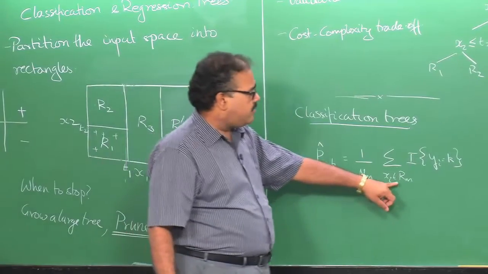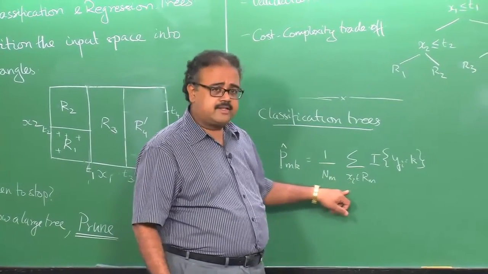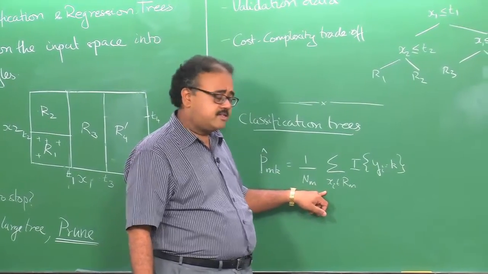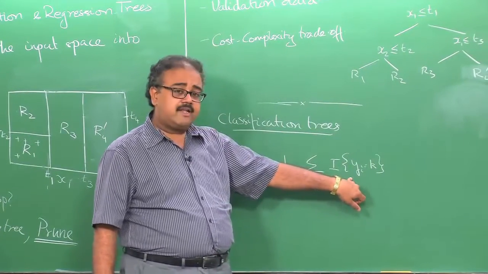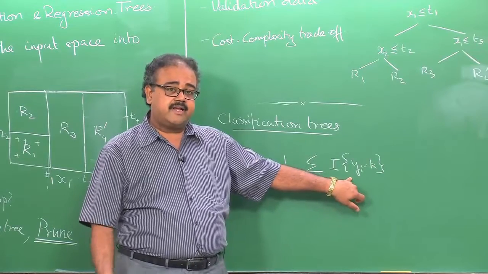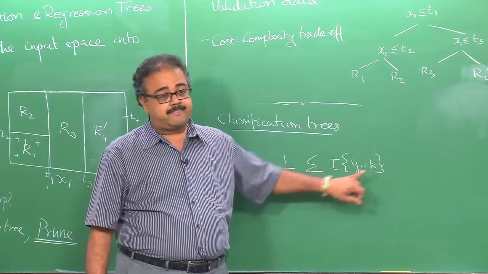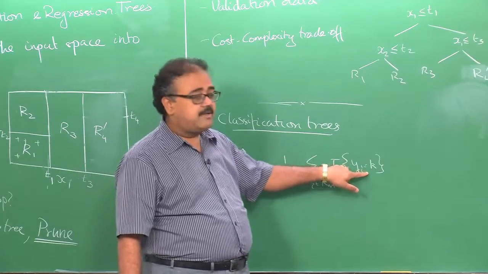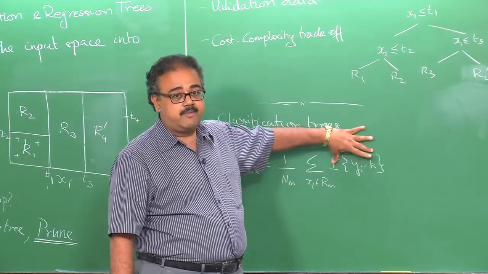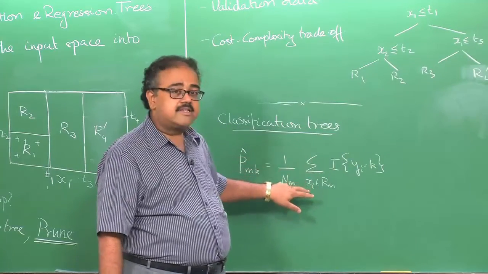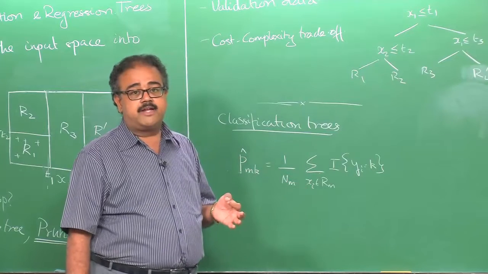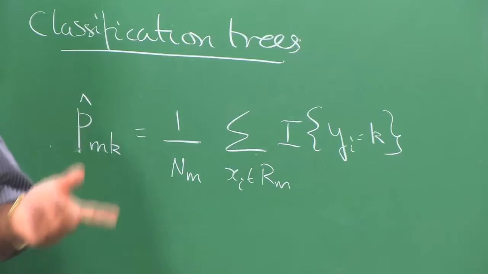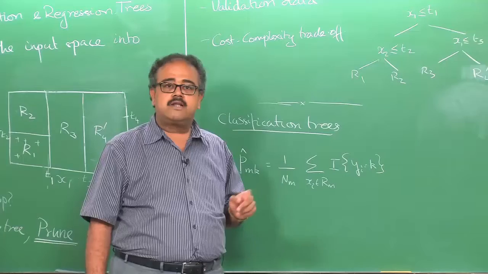I am going to look at all the data points that fall in the region Rm, and look at whether their class labels in the training data belong to class K. So, if a point xi in region M has label K, then this will be 1. This summation is essentially going to count the number of data points in region M that belong to class 1, or the number of data points in region M that belong to class 2, and so on and so forth.